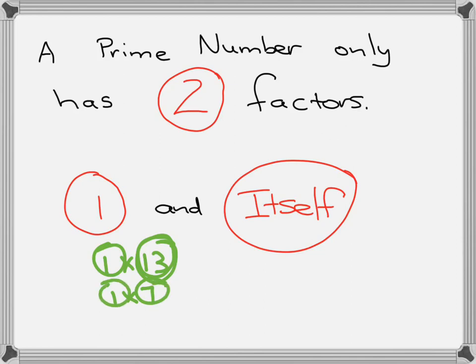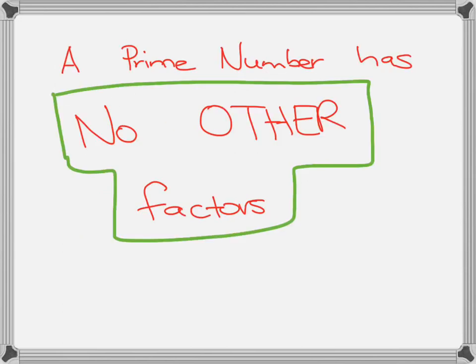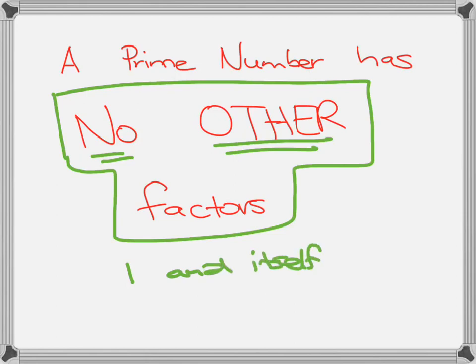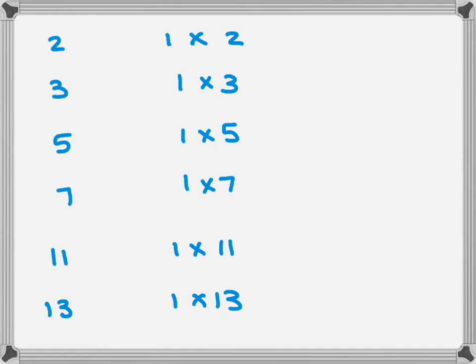There's lots of prime numbers, but let's just look at what a prime number is first. A prime number has no other factors. It only has 1 and itself. Okay? Let's look at another one. 1 times 3. 3 is a prime number. Nothing else goes into 3. Okay. So these are prime numbers.